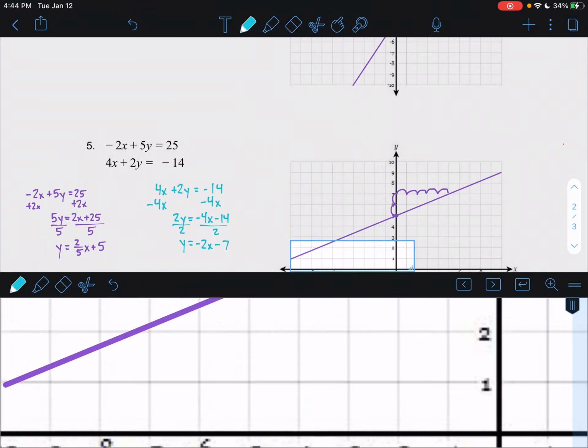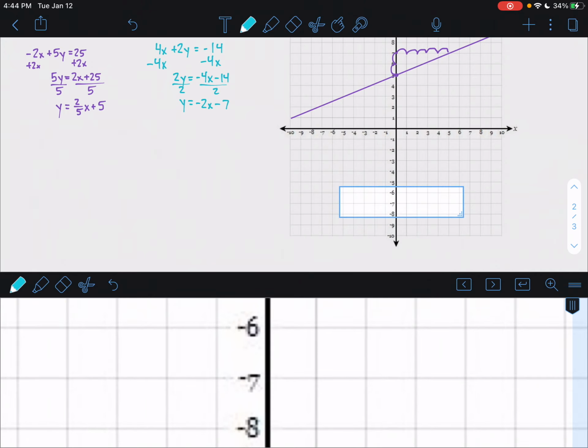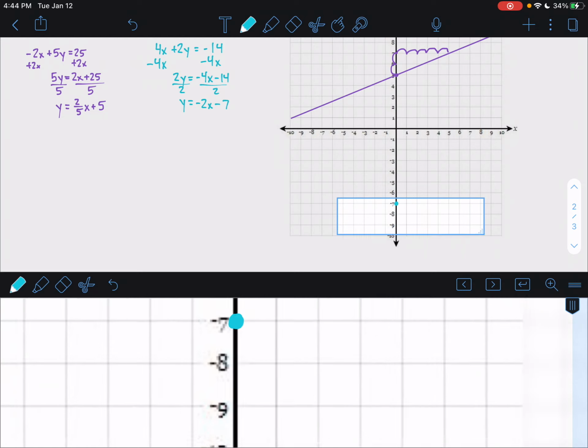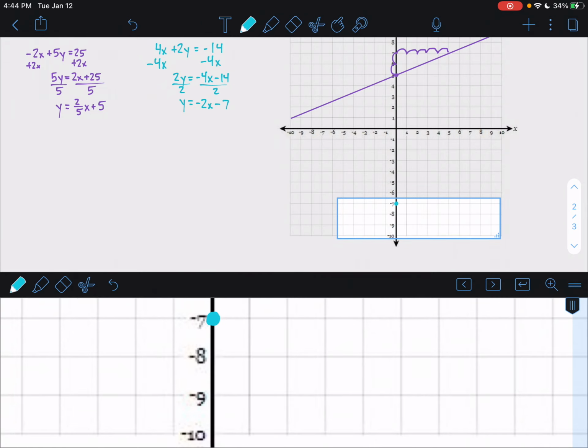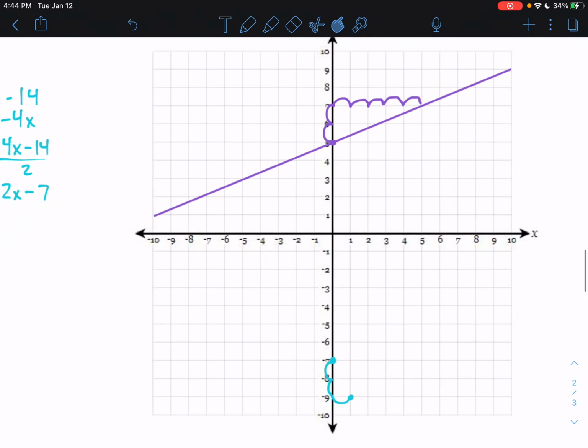So I'm going to graph this one as well. It has a y-intercept of negative 7 and a rise over run, a slope of negative 2, which means I'm going down 2 over 1. So down 2 and then right 1, which takes me to this point 1, negative 9. From there, I will graph my line. Is it supposed to look like that? Yeah.